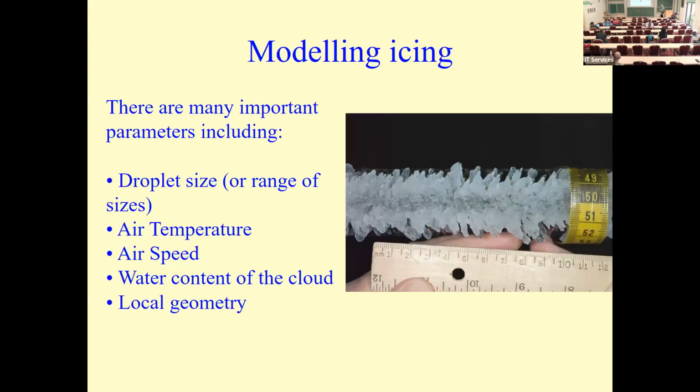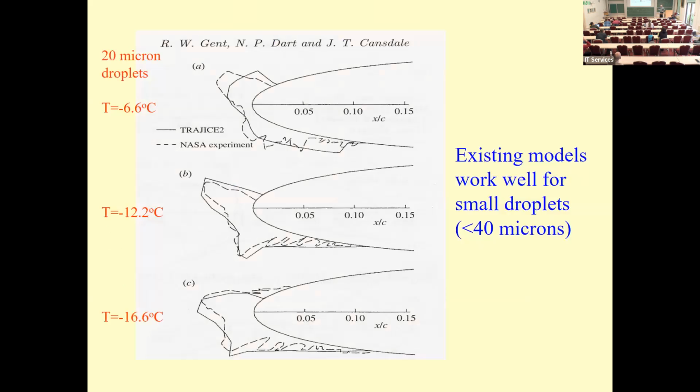As regards the modelling of icing, the engineers do a very good job. There are so many parameters involved: droplet size, air temperature, and so on. And the ice itself can be very complex, depending on various conditions. Very complex in terms of length scale, as you can see here. That's in centimeters, and there are obviously lots of subscales there. But despite all that complexity, engineering or industry models do very well under certain circumstances.